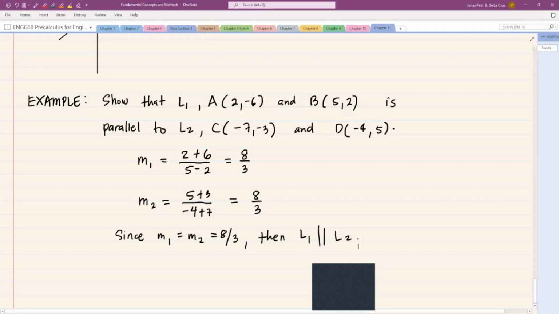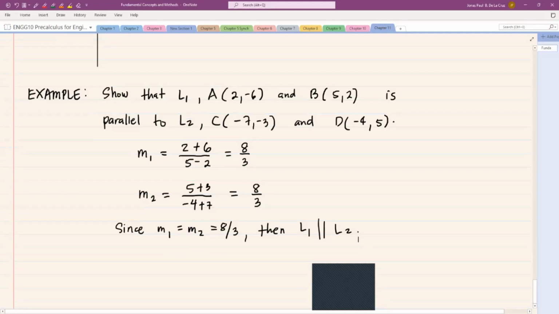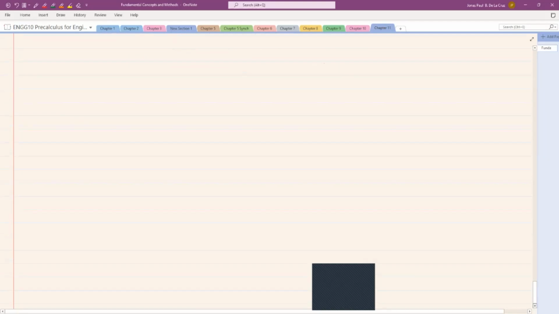So, I think mag-end tayo doon, hindi, meron tayong isa. Angle between two lines. Okay? The angle between two lines naman is the angle from line L1 to another line L2, formed by rotating L1 counterclockwise until it coincides with L2. Okay? So how do we do that?